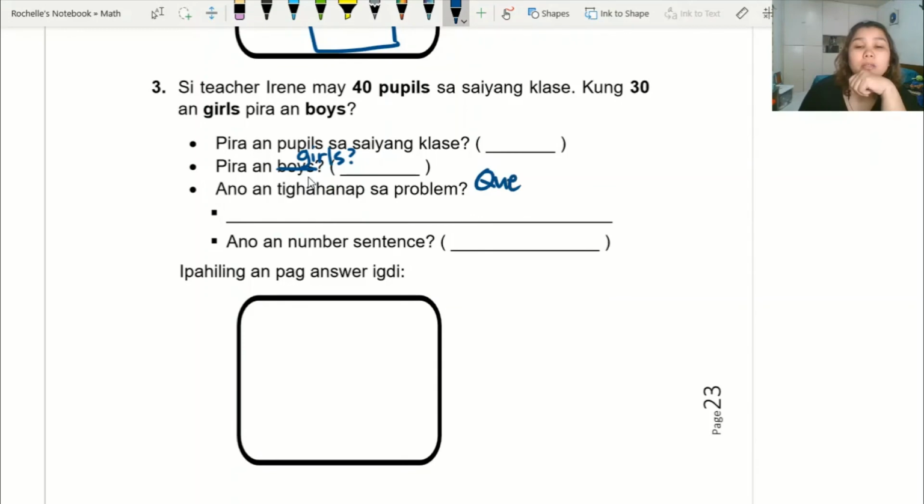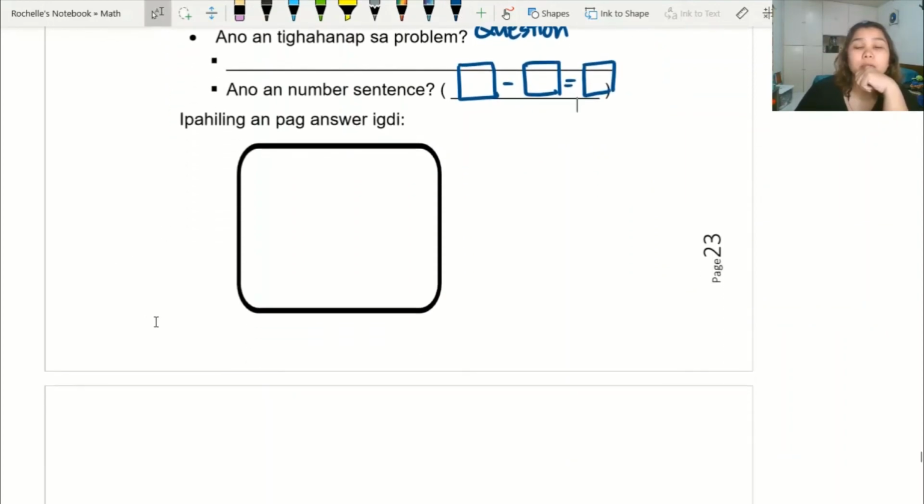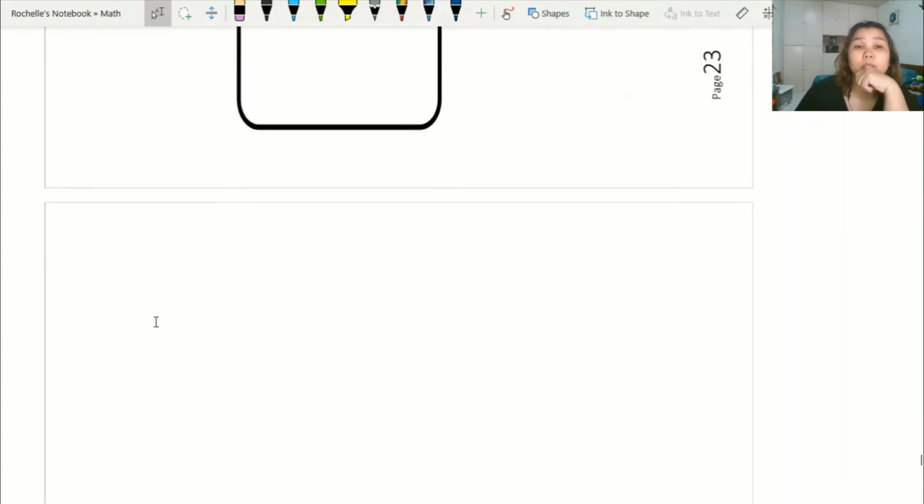Again, the clue, look for the question in the problem. Dito, asan dyan ang question? And then, write it here. Tapos, ano ang number sentence? Blank minus blank equals blank. And then, answer, writing it in columns.